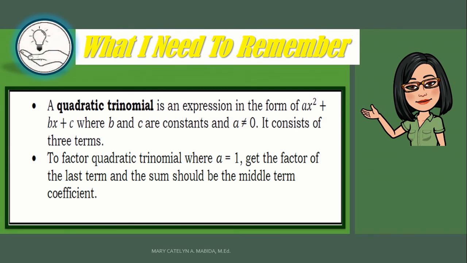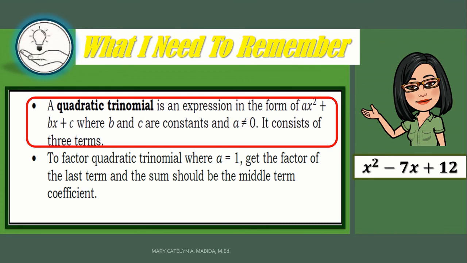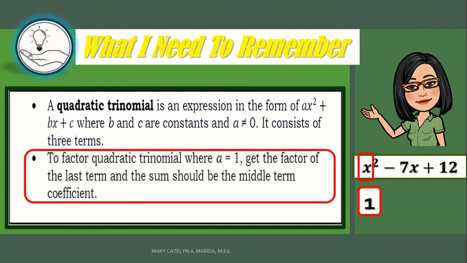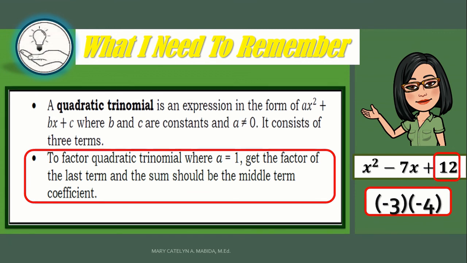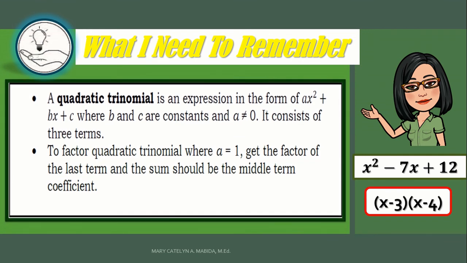Now here is what we need to remember. A quadratic trinomial is an expression in the form of ax squared plus bx plus c, where b and c are constants and a is not equal to 0. In this example, a is equal to 1 and it consists of 3 terms. To factor quadratic trinomial where a is equal to 1, like this example, get the factor of the last term and the sum of these factors should be the middle term coefficient. And there you have it.